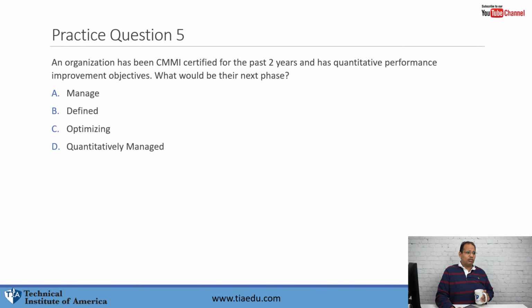All right, practice question number 5. Now, I did want to mention this topic since I was covering the SDLC. An organization has been CMM certified for the past 2 years and has a quantitative performance improvement objective. What would be the next phase? Is it managed, defined, optimized, or quantitatively managed? Let me give you a good link here.